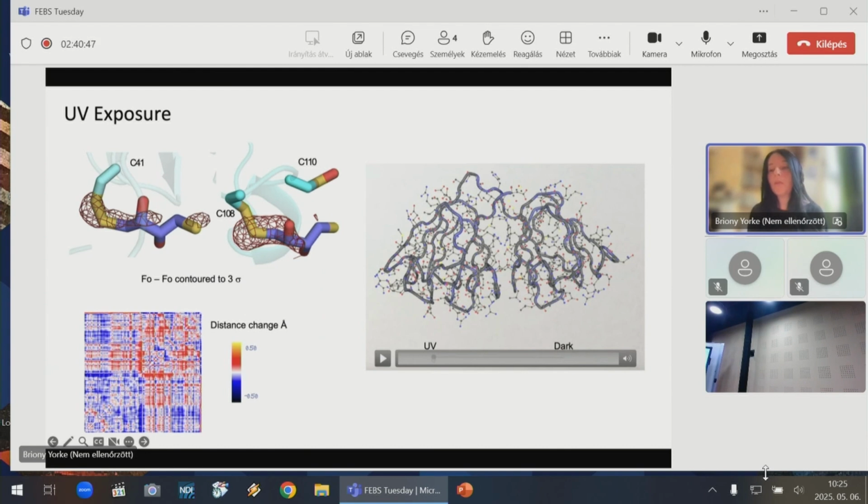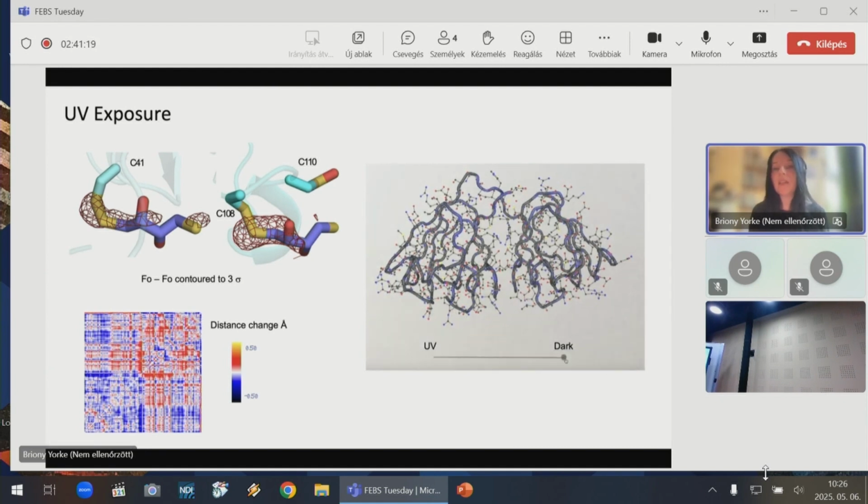We then took our crystals to Diamond Light Source and exposed the entire chip to UV radiation. We simply used an LED at 285 nanometers. What we could see is removal of the disulfide adduct upon exposure to UV radiation, and a reversal in the changes in our structure. So we saw a contraction of the N-terminal domain and an expansion of the C-terminal domain. And again, by calculating paths, we could see the opposite effect of the breathing motion in our protein as it relaxes back down to its native conformation.